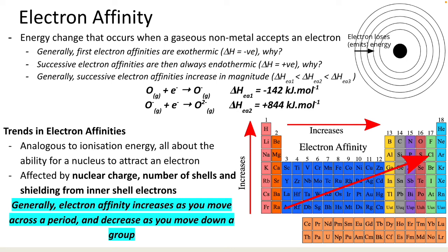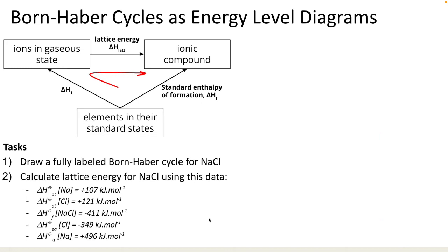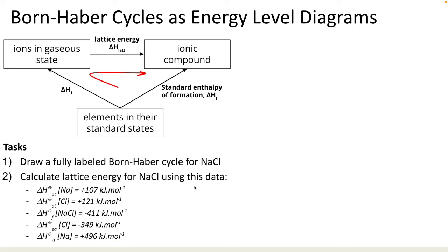With all that under our belt, let's finally get into it. Let's build some of these Born-Haber cycles as energy level diagrams. So in fact, what we'll do to start, we'll build it as an enthalpy cycle and as an energy level diagram simultaneously, so you can understand how they are somewhat interrelated with each other. If you want to pause and have a crack, go for it. Let's have a look. What have we got?